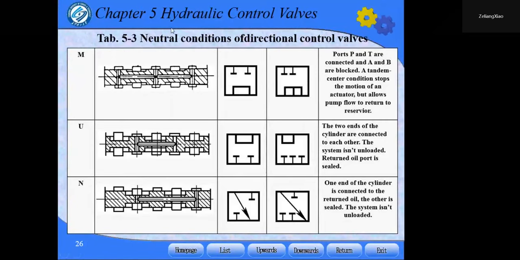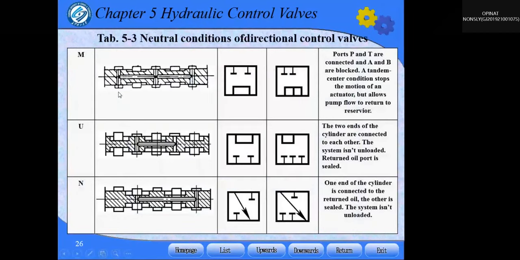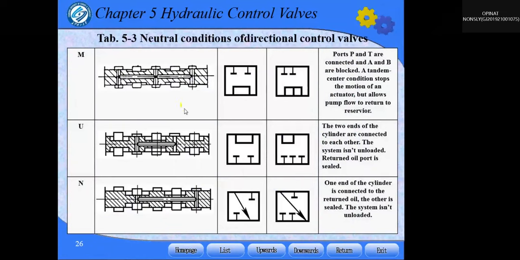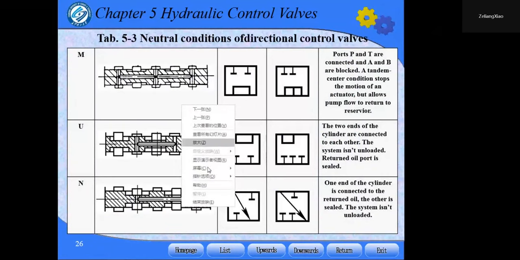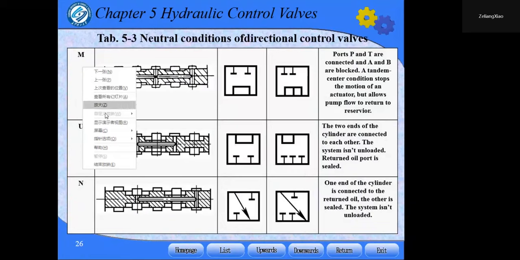We will go on. The M type, U type, and N type are all similar to the types we have presented. We have presented them in the chart, so you can see the change.